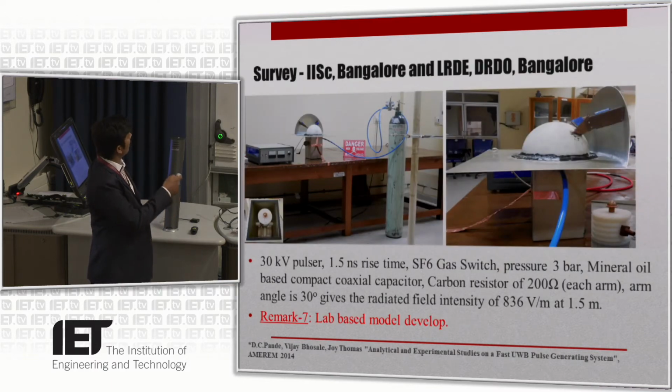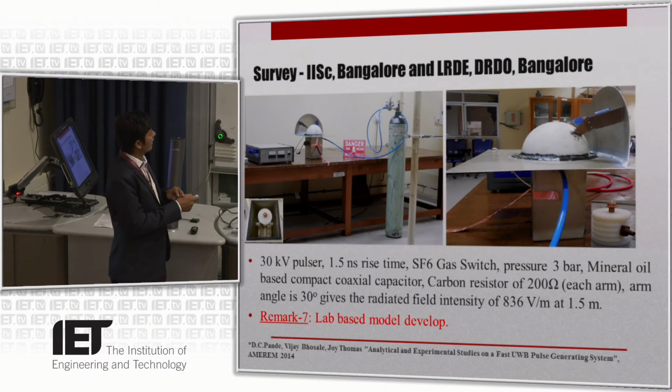Now I also have some background of this system, which was developed in our laboratory at ISC Bangalore, LRDE, DRDO Bangalore. This is only for test purposes, developed in the laboratory with an SF6 gas switch inside this room. The switch is fed with SF6 gas by this line, and then fed to the antenna. These are some resistive loads to match the source with the load so that maximum power is delivered to the reflector. It is only a lab-based system.